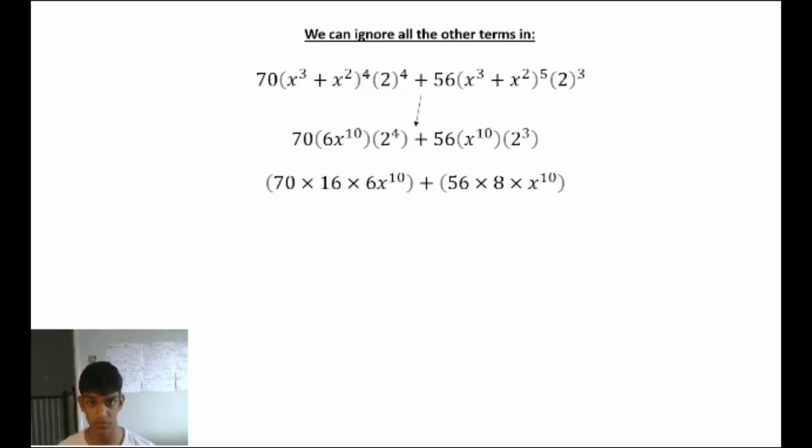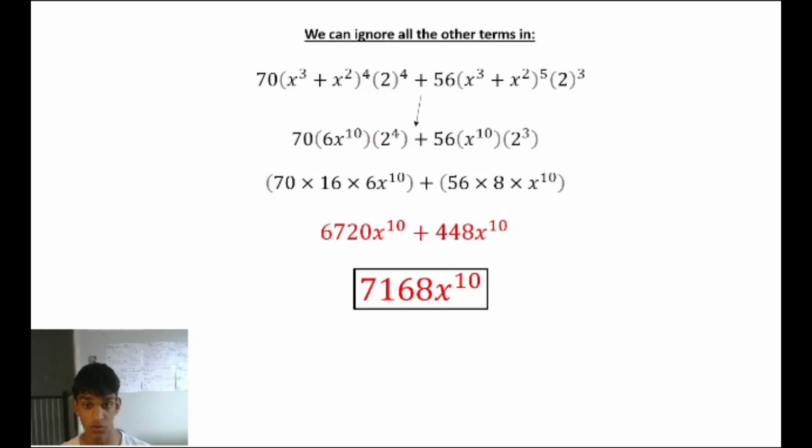Now we're going to simplify this. We're going to multiply each side and we're going to add them together. 70 times 16 times 6x to the 10 and 56 times 8 times x to the 10 is equal to this: 6,720 x to the 10 add 448 x to the 10. And in total it comes to this, 7,168 x to the power of 10.